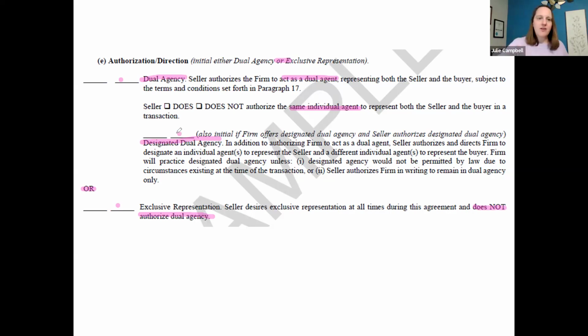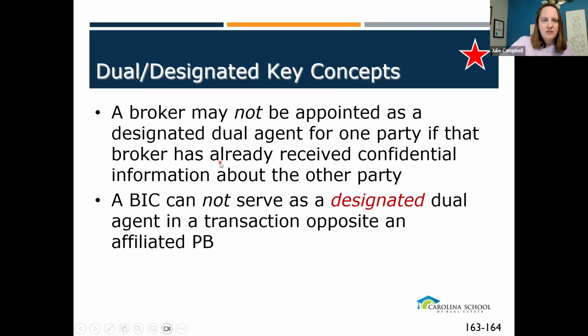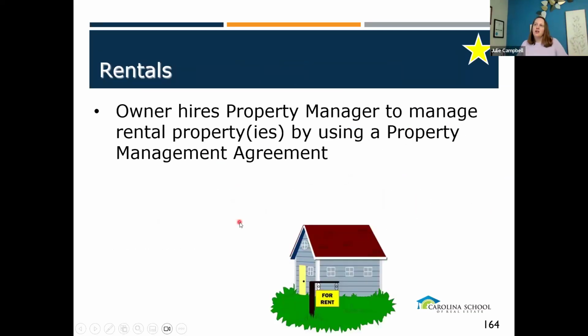Watching our time, I'm going to skip these couple slides, but I promise you we will start here on Thursday. The next couple slides are just some key points about dual and designated agency. So this will be a great place for us to start. We'll come back to these on Thursday. But just to wrap this section up, I don't want to spend a lot of time on this. So like 4 minutes is perfect.